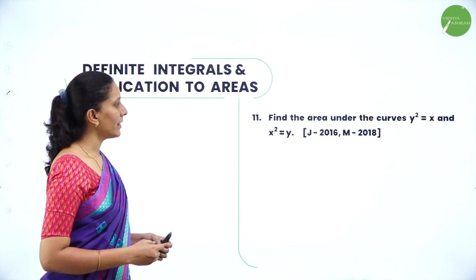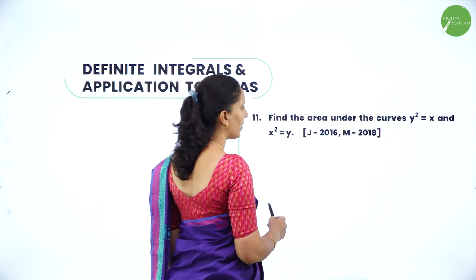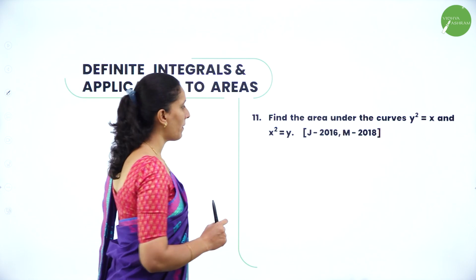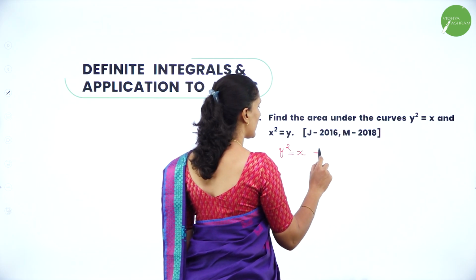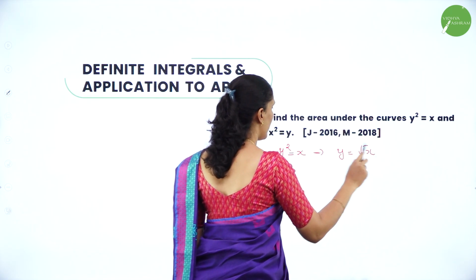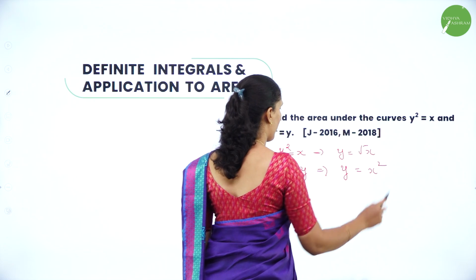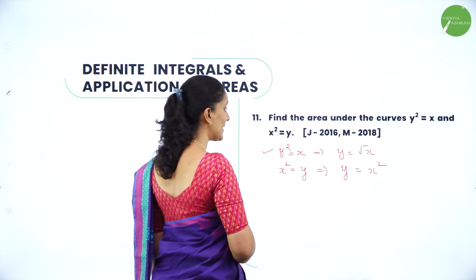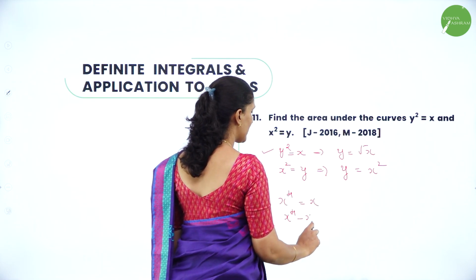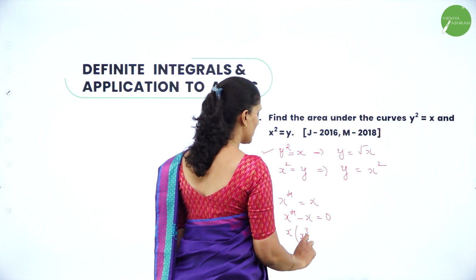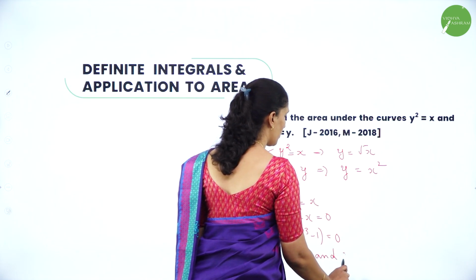Next we have: find the area under the curve y square is equal to x and x square is equal to y. Again we have two parabolas. So the area will be the intersection of two parabolas. Let's find the coordinates now. So we have y square is equal to x. This can be taken as y is equal to root x. And we have x square is equal to y, which is y is equal to x square. So taking the first equation y is equal to x square, we will get x power 4 is equal to x, x power 4 minus x is equal to 0, x cube minus 1 is equal to 0. So we'll get the coordinates as x is equal to 0 and x is equal to 1.